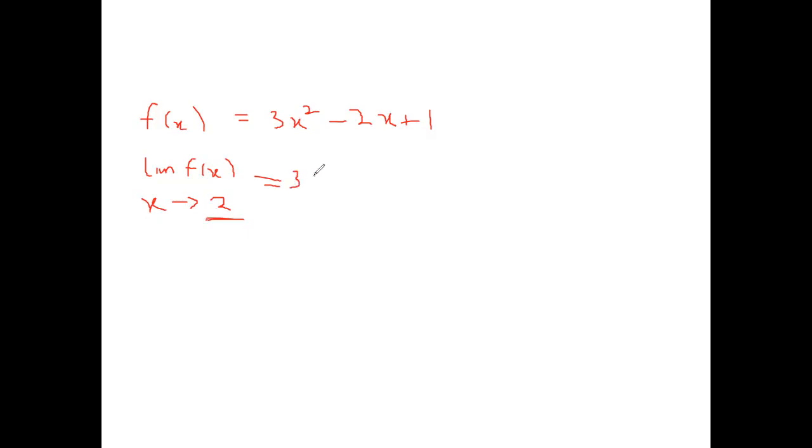So this will be 3 times 2 raised to the power 2 minus 2 times 2 plus 1. This will give us 3 times 4, which will be 12, minus 4 plus 1. So 12 minus 4 is 8, plus 1 should give us 9. So the limit of the function is equal to 9. Okay, what next? Let's try another one.